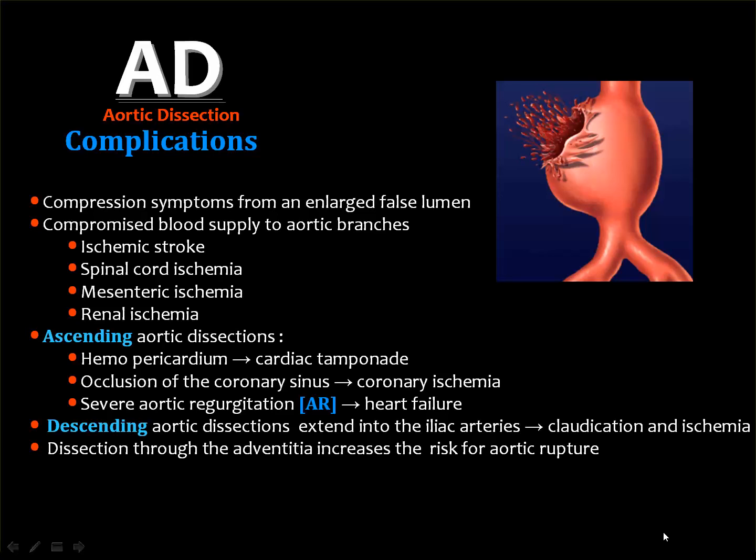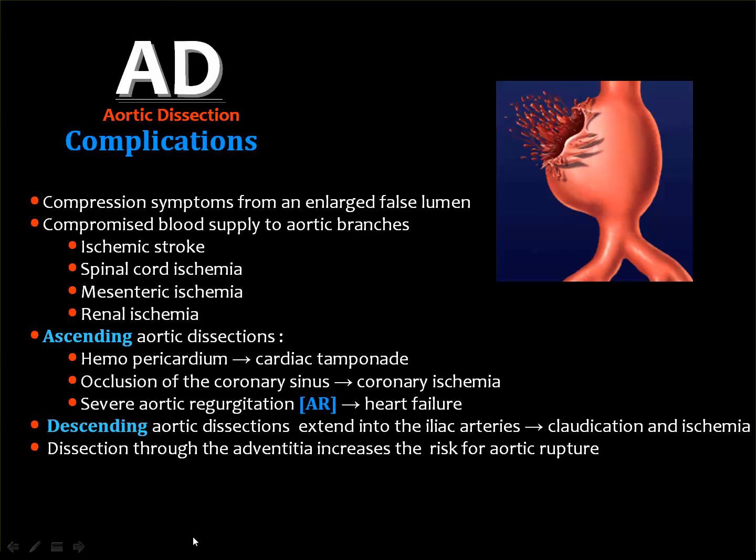Then the complications of aortic dissection: number one, compression symptoms of the adjacent organs. Number two is compromise of the blood supply to the aortic branches, inducing ischemic stroke, spinal ischemia, mesenteric ischemia, and renal ischemia.